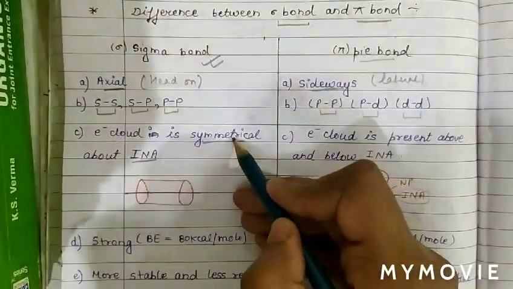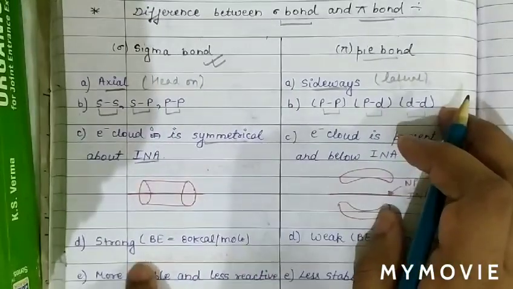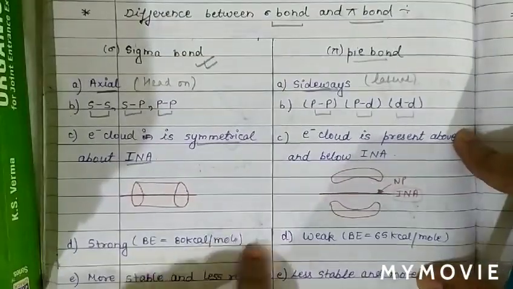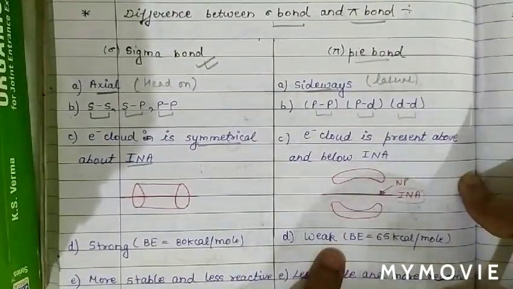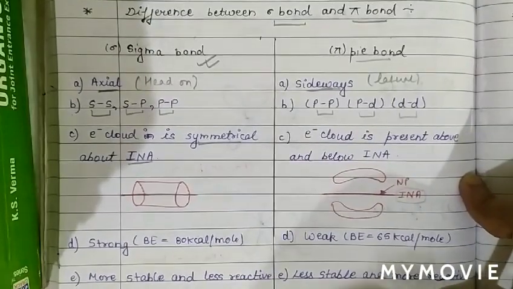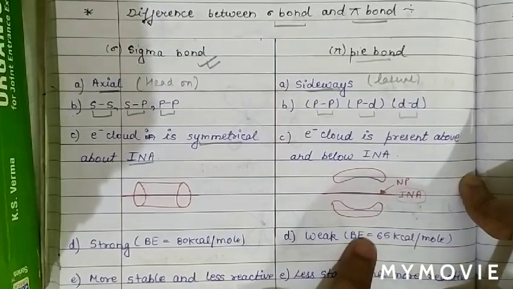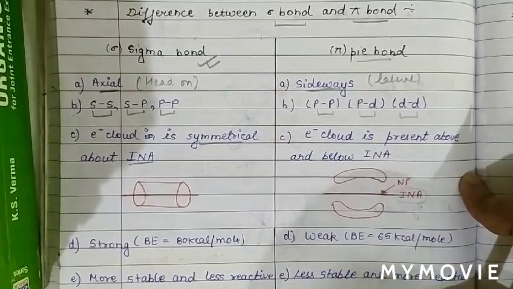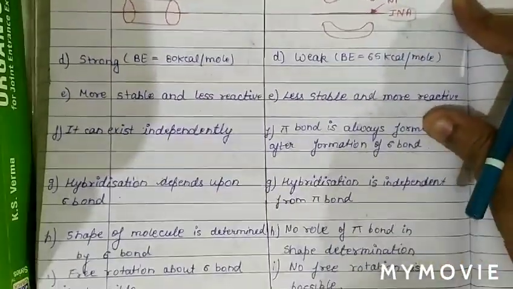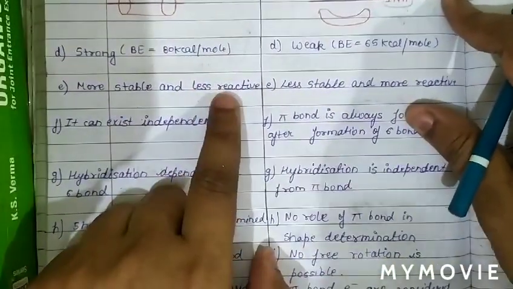Since the electron cloud is symmetrical in a sigma bond, the sigma bond is strong and bond energy is high. A pi bond is weak, as the electron cloud is not symmetrical above the plane and below the plane, and due to this it has a weak nature, so bond energy is about 65 kilocalorie per mole. As bond energy in a sigma bond is high, it is more stable and less reactive.